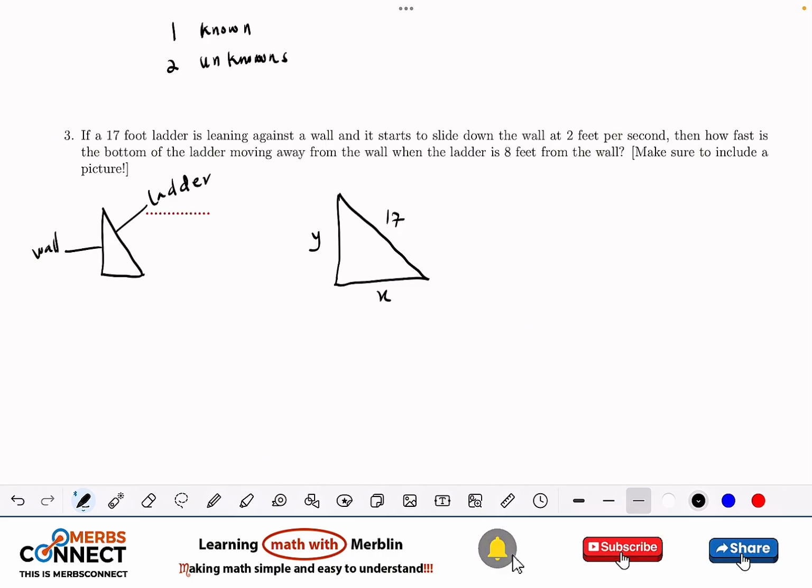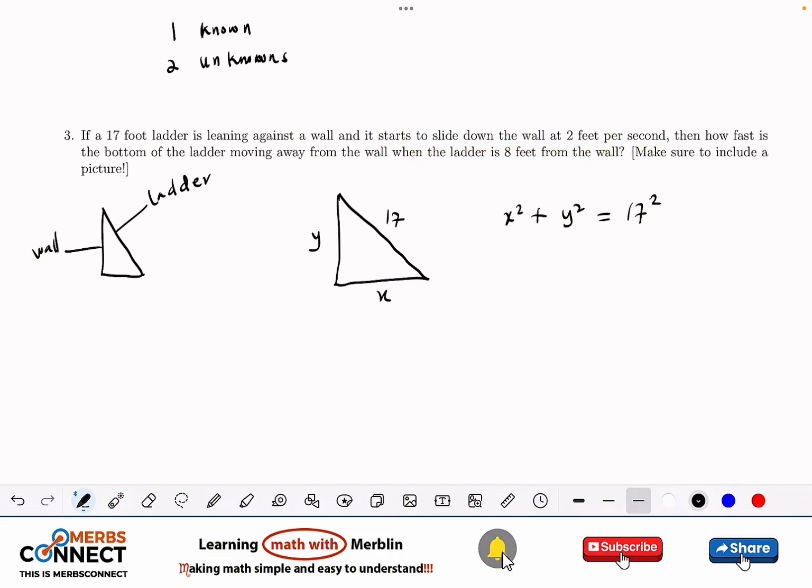Because anytime I need to form the Pythagoras theorem, one should be known, two should be unknown whenever I'm dealing with a ladder and a wall. So this one will help me to form the Pythagoras theorem. So the adjacent squared plus the opposite squared is equal to the hypotenuse squared. So I'm going to have x squared plus y squared is equal to 17 squared. So this helps me to set up an equation where I can differentiate. Now I go ahead to read the rest of the question. So it starts to slide down the wall at 2 feet per second.